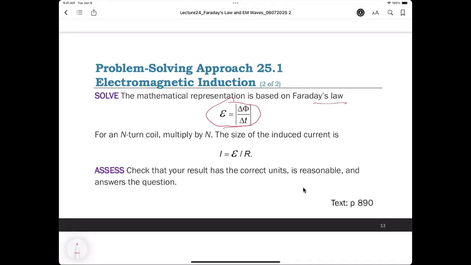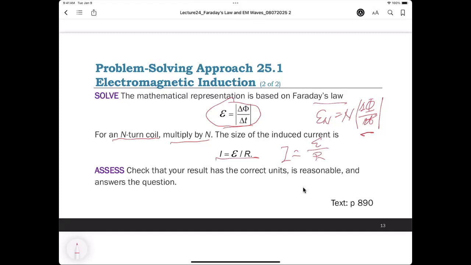Yeah, and for an n-turn coil, multiply by n. Which means if it is an n-turn coil, n equals what? N multiplied by delta flux over delta t. And the size of the induced current is this one. Because it's based on Ohm's law, it equals EMF divided by R. That makes sense to you.